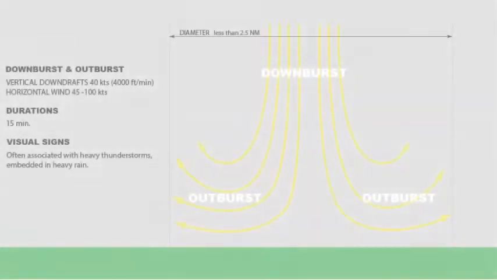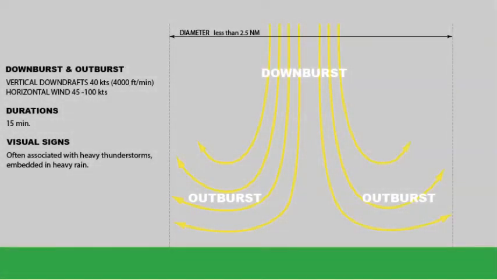Typical characteristics of a microburst: size, covers an area less than 2.5 nautical miles in diameter; intensity, downdrafts of 40 knots, 4,000 feet per minute, horizontal winds between 45 and 100 knots; duration, approximately 15 minutes. Visual signs, often associated with heavy thunderstorms, embedded in heavy rain.